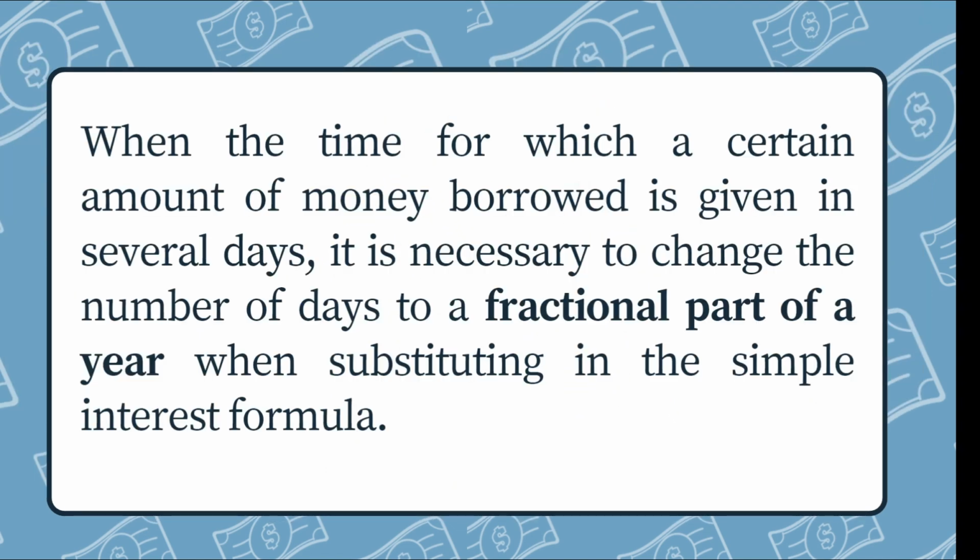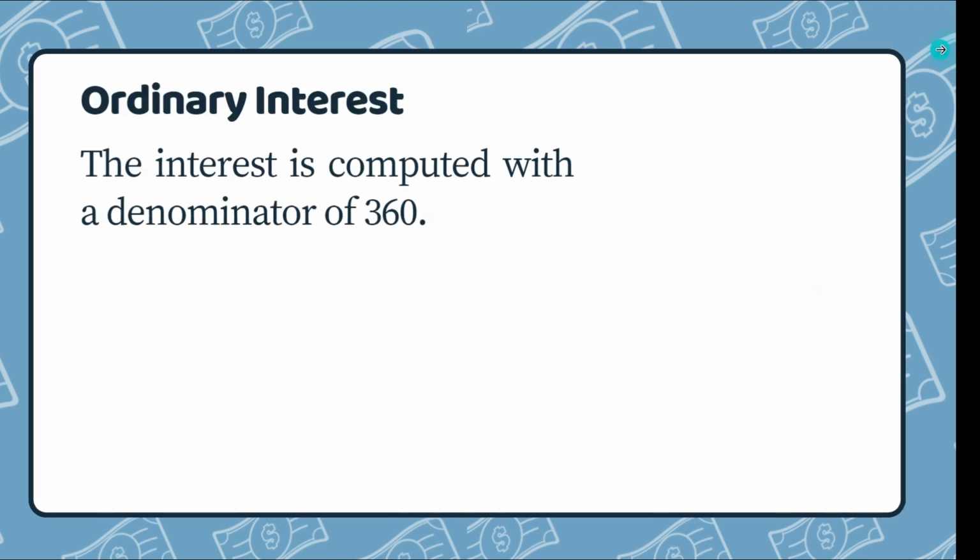So, when the time for which a certain amount of money is borrowed is given in several days, it is necessary to convert that number of days into a fraction of a year in the simple interest formula. This gives us two options, ordinary interest and exact interest. In ordinary interest, the interest is computed with a denominator of 360.